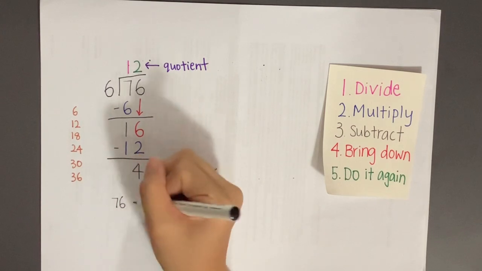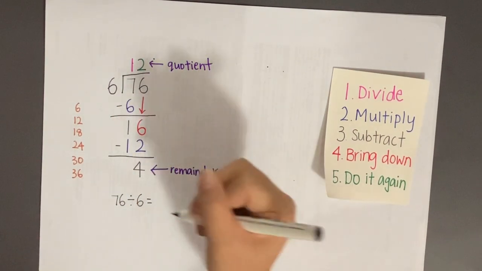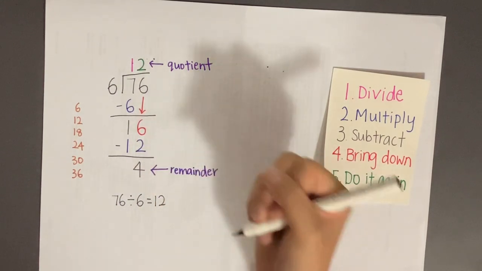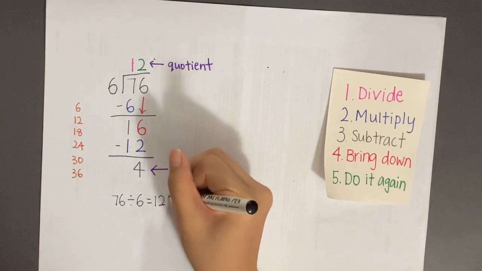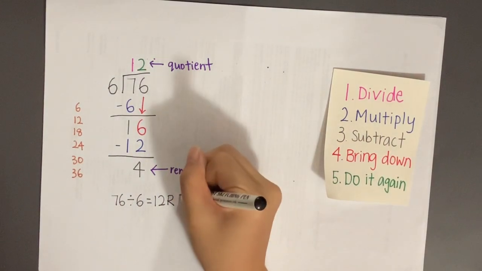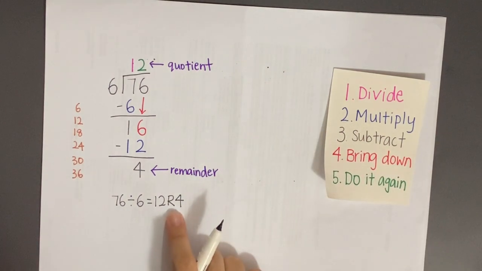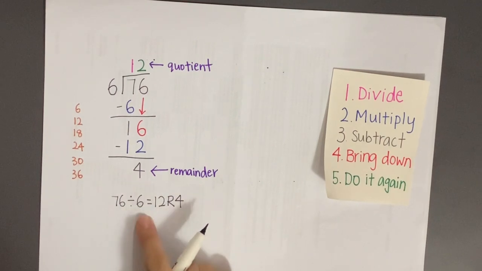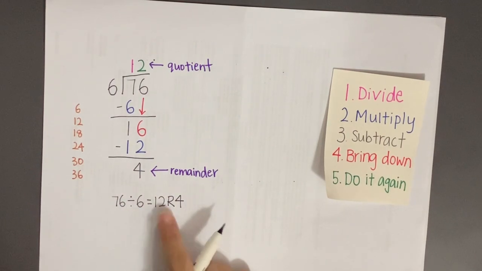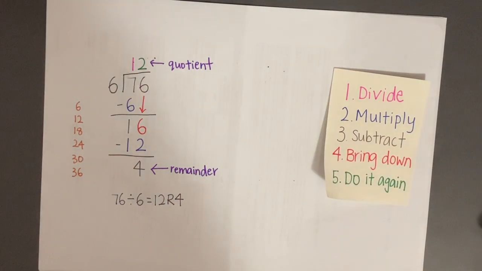76 divided by 6 is 12. Remainder 4. So the short form for remainder, I put an R. 4. But I read this as remainder. So if I read it together, 76 divided by 6 is 12 remainder 4. Now, let's try a different question.